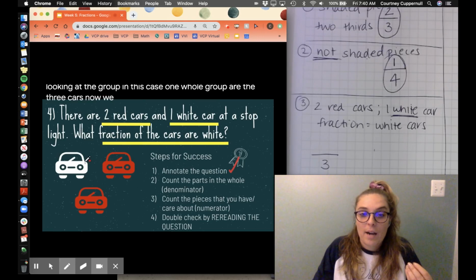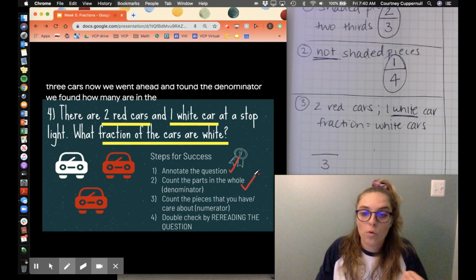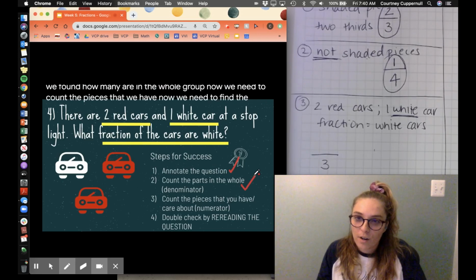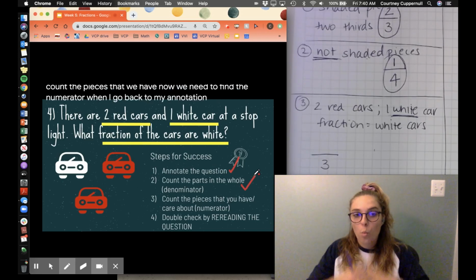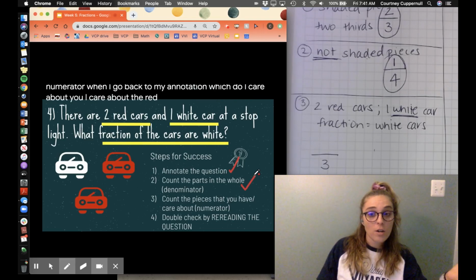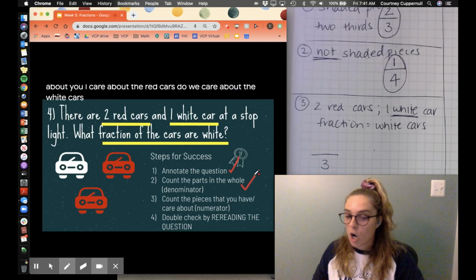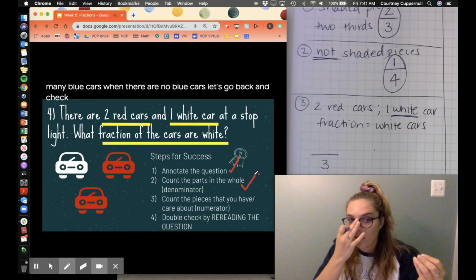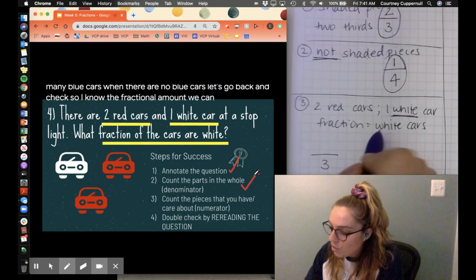Now, we went ahead and found the denominator. We found how many are in the whole group. Now we need to count the pieces that we have. Now we need to find the numerator. I'm going to go back to my annotation. Which do I care about? Do I care about the red cars? Do I care about the white cars? Are they being really tricky and asking me how many blue cars when there are no blue cars? Let's go back and check. So I know the fractional amount. We care about the white cars.